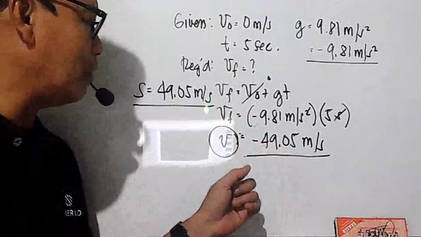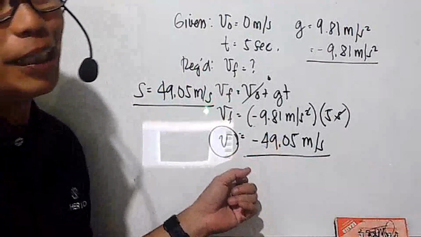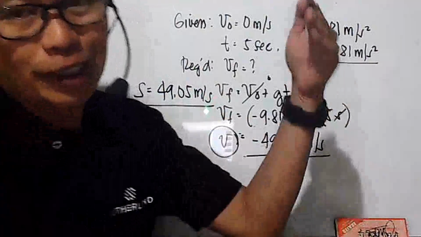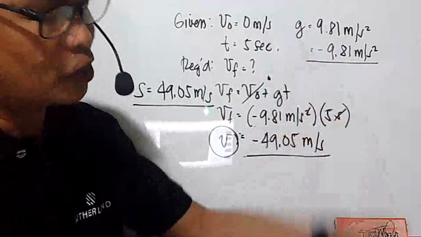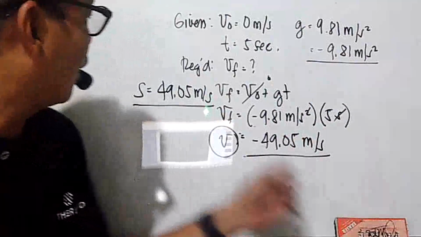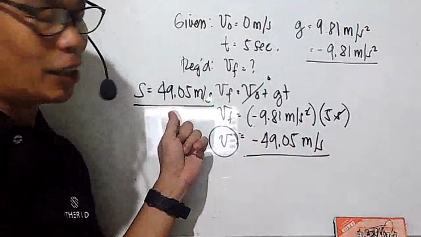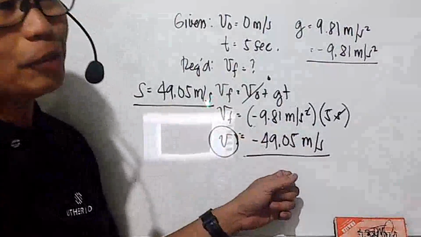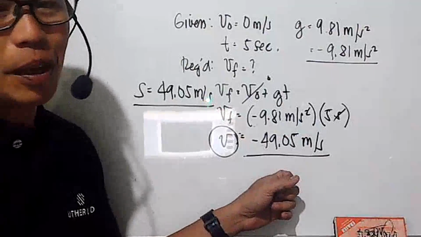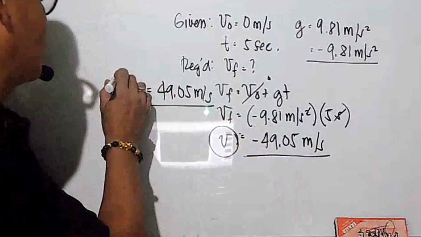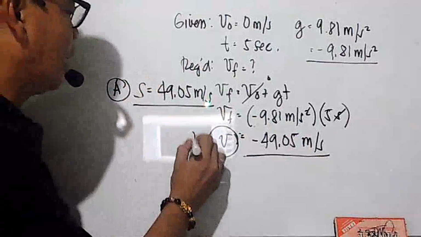So may sign siya negative kasi it's a vector quantity, meaning we know that your ball is going down kasi it's going at the direction of the negative y-axis. Okay, so I repeat, your distance is positive since scalar quantity siya, your velocity is negative. The sign just indicates the direction of the ball. Okay, so that's the answer for A and B.